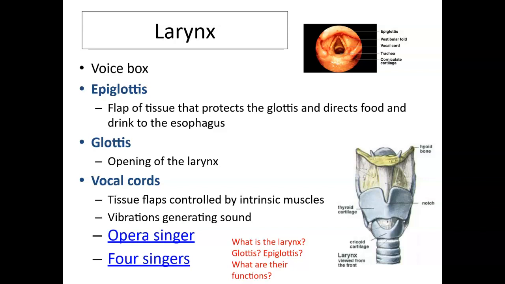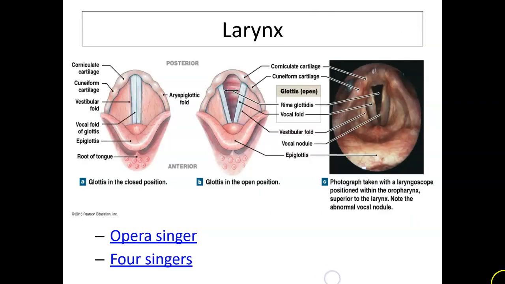I do recommend clicking on these links and watching the two videos. If you watch the videos, you'll see the structure in action. On the left, you can see what the larynx looks like when the vocal folds are closed. The other two show them open. These folds vibrate in order for us to make sounds, phonation. If you haven't watched the videos, here's your chance again.